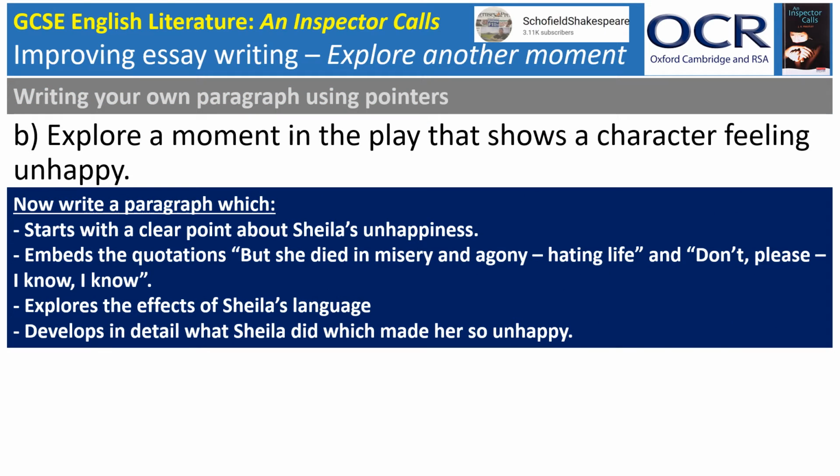Here's another opportunity for you to write a magnificent paragraph by following the instructions and structure on screen now. So, it's pause time.